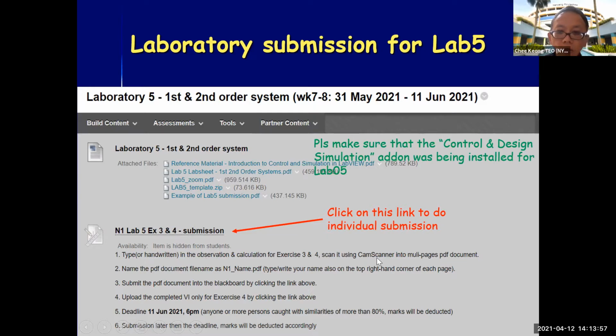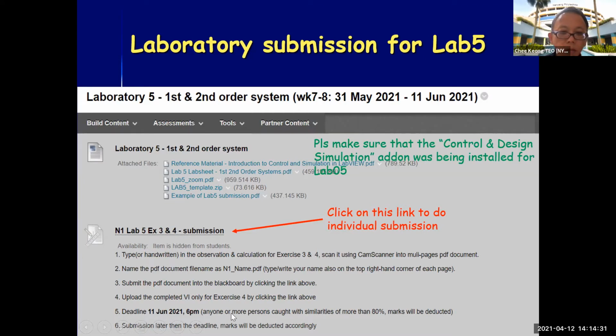Basically, you need to scan your results into a multi-page PDF and then name it as N1 or N2 or N3, whichever group you are in, followed by your name. And then, of course, when you submit your document, please click the link here and submit. Also, when you are done, please upload the VI for exercise 4. And the deadline for submission is the last day of the week, which is 11th of June, 6 p.m.